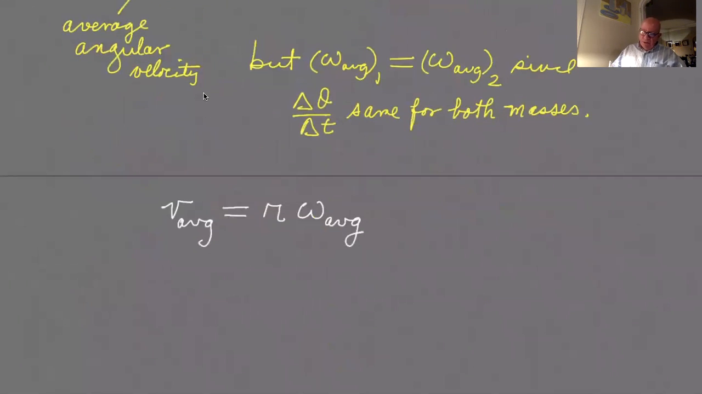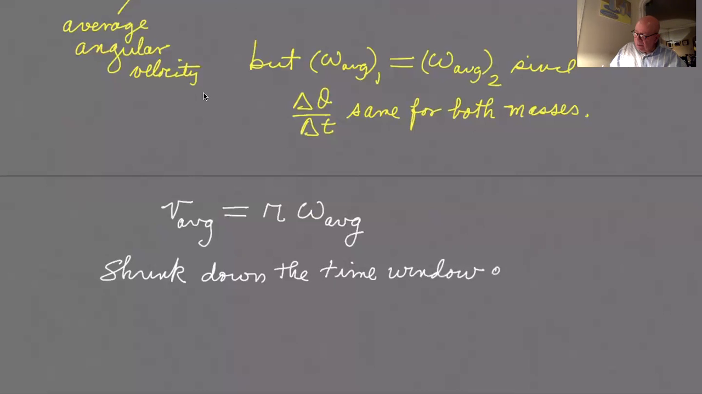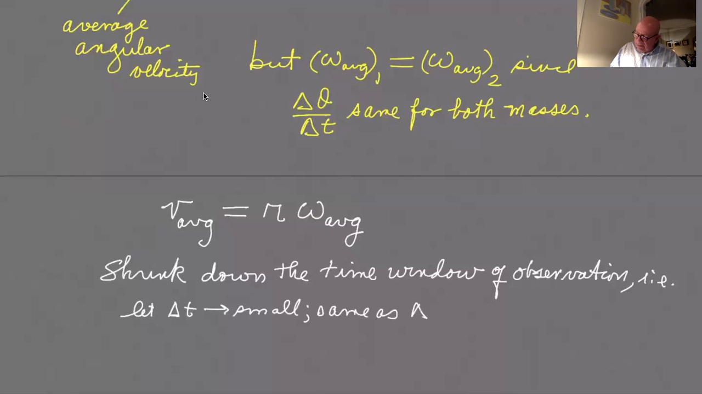And you know, as you shrink down the time window of observation, that is, we let delta t become very small, which is the same as delta theta becoming very small.